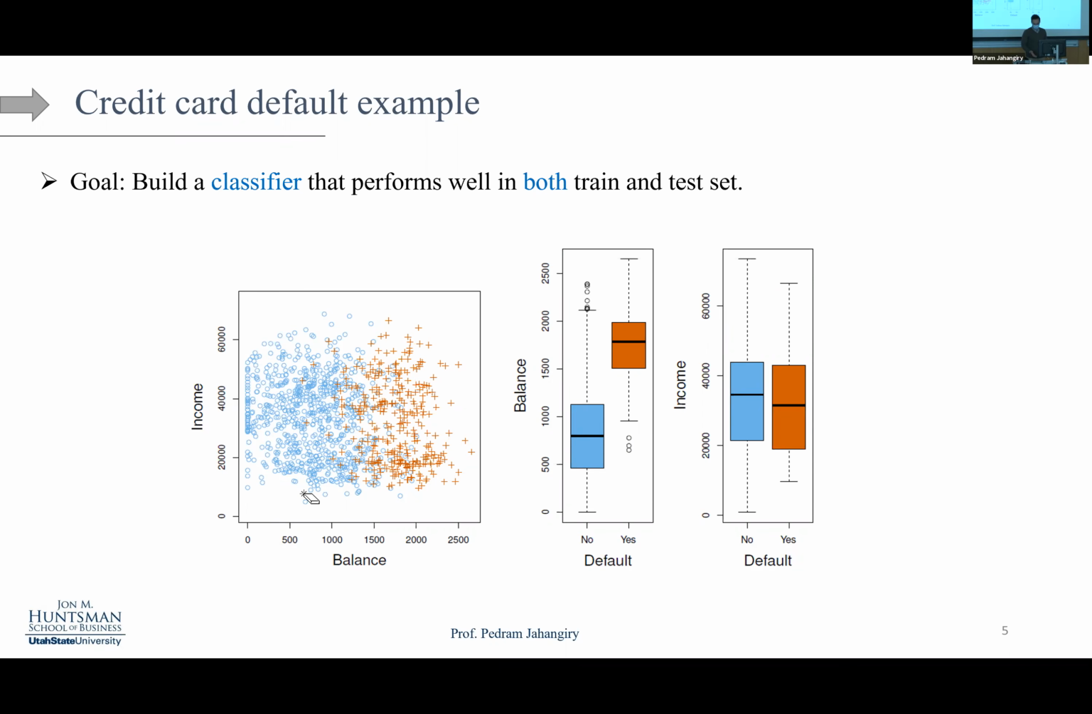So what's the goal here? The goal is to come up with a classifier. So we want to build a classifier that performs well both in the training set and test set. This is our goal. And what do I mean by classifier? The classifier can be a line or can be some nonlinear boundary. Basically it tells you if the observations are to the left of this line, call it no default. If they are to the right of this line, call it default, right?